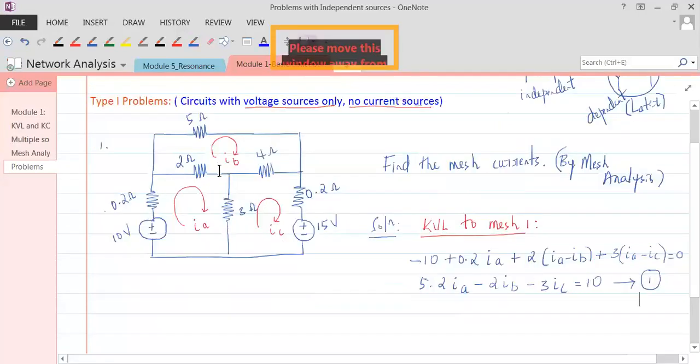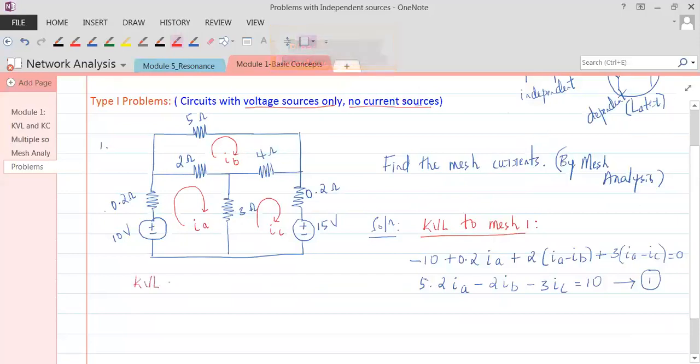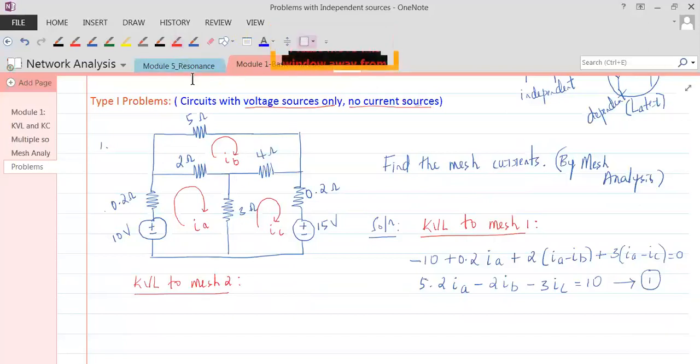Can you similarly do it for mesh 2? In mesh 2, there are no voltage sources. How many drops would be there then? 1, 2, 3. 3 drops are there. So the algebraic sum of these 3 drops should give you 0. So go on, KVL to mesh 2, everybody. Let's start from this 2 ohms.